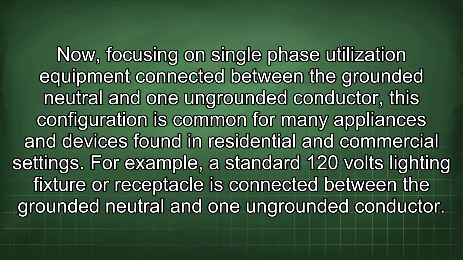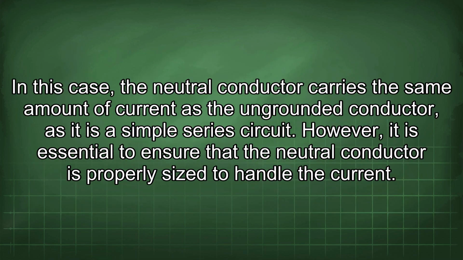Now, focusing on single-phase utilization equipment connected between the grounded neutral and one ungrounded conductor, this configuration is common for many appliances and devices found in residential and commercial settings. For example, a standard 120 volt lighting fixture or receptacle is connected between the grounded neutral and one ungrounded conductor. In this case, the neutral conductor carries the same amount of current as the ungrounded conductor, as it is a simple series circuit. However, it is essential to ensure that the neutral conductor is properly sized to handle the current.